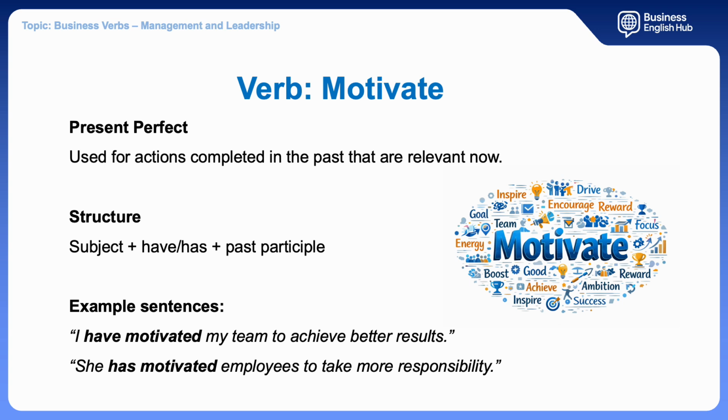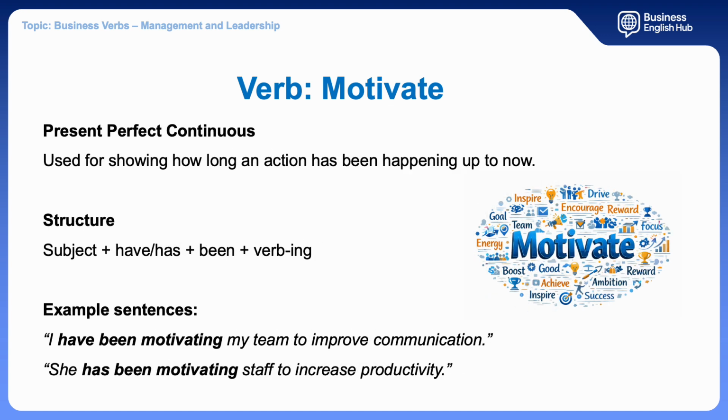The present perfect of the verb motivate is used for actions completed in the past that are relevant now. The structure for this is subject plus have or has plus past participle. Example sentences include: I have motivated my team to achieve better results. She has motivated employees to take more responsibility.